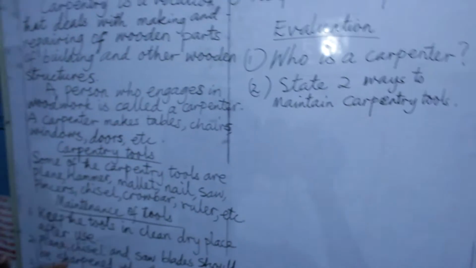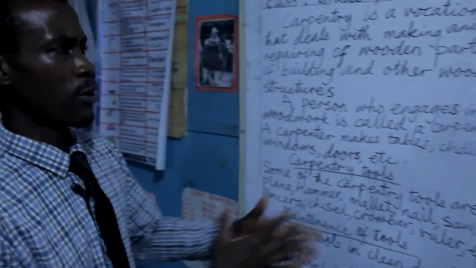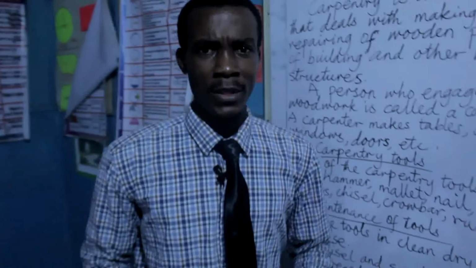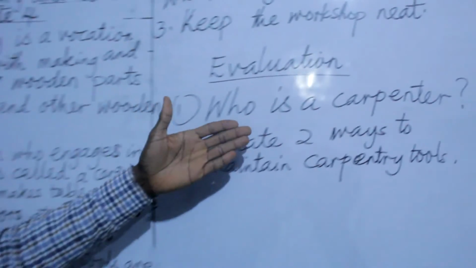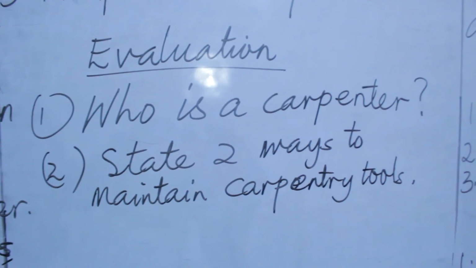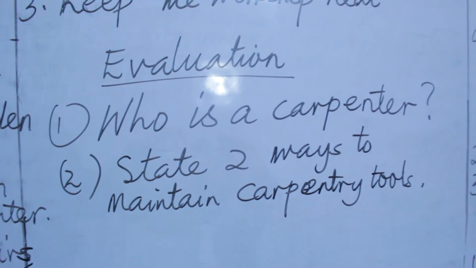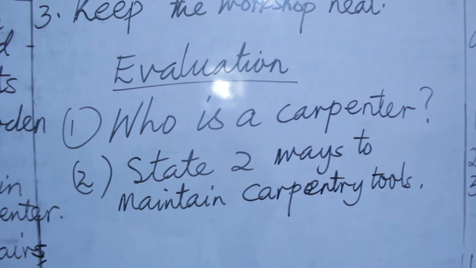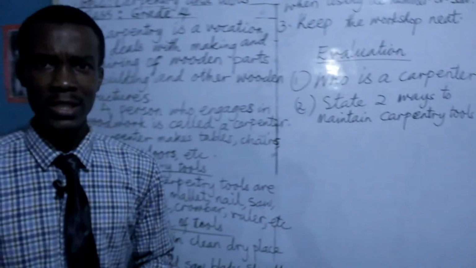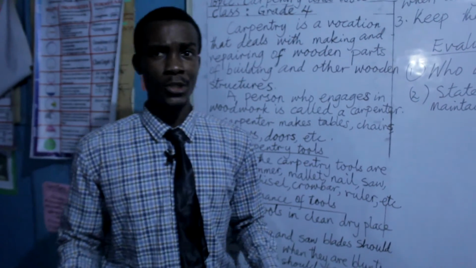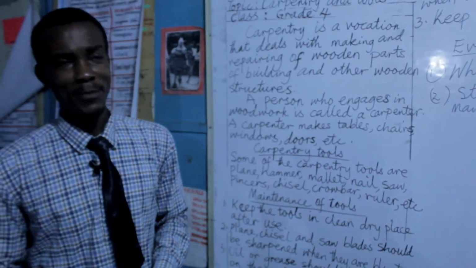So with these few words and definitions, we are going to evaluate the class. Now I want the class to answer these questions. One, who is a carpenter? Number two, state two ways to maintain carpentry tools. Do you get what I'm saying?